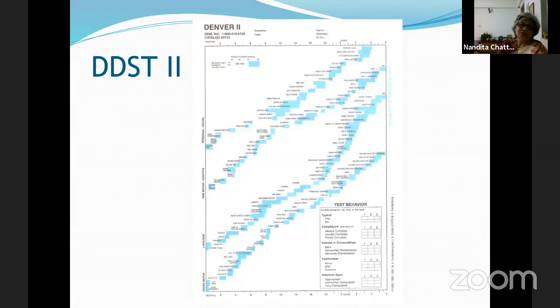DDST or Denver 2 is another screening tool, but this is a much more complicated tool with 54 items across 4 domains separately. We need to know the name, know the appearance of it, but details is not essential at this level. Next slide.